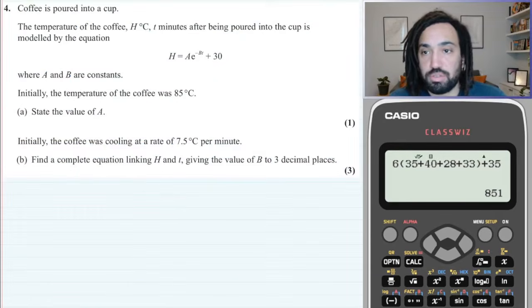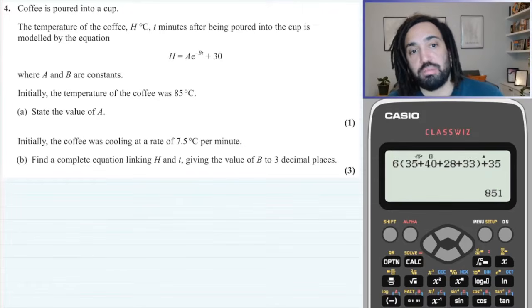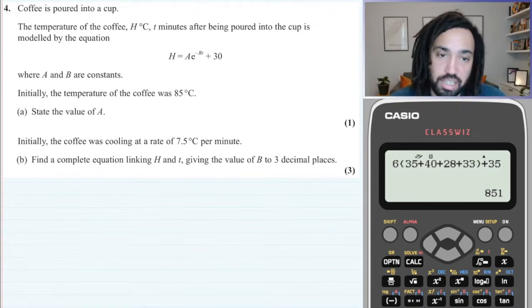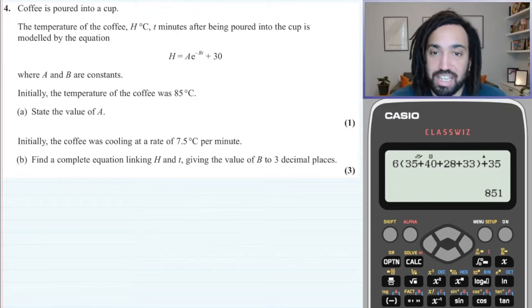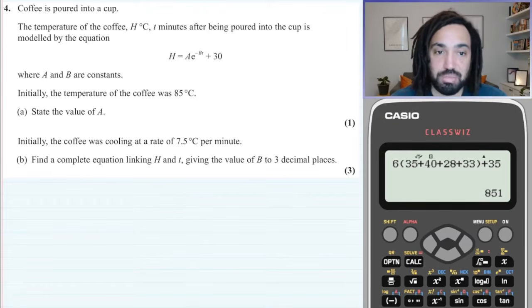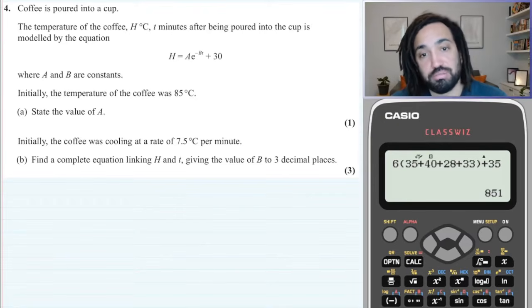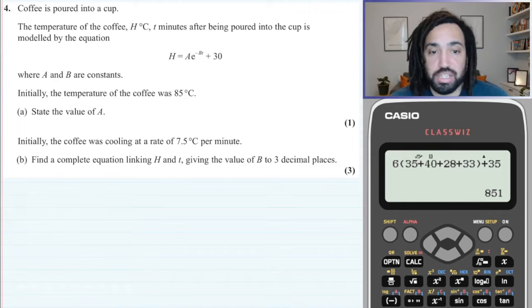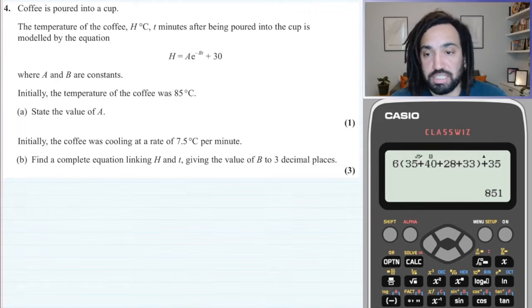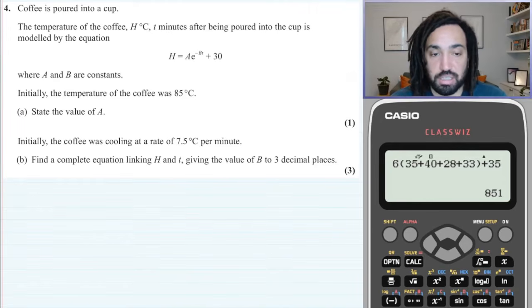Okay, question number 4. We've got coffee is poured into a cup. Ugh, I hate coffee. The temperature of the coffee after being poured into the cup is modelled by the equation. Fine. Initially, the temperature of the coffee was 85 centigrade. Okay. Find the value of A.